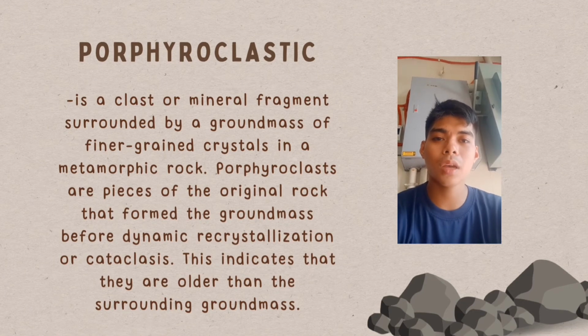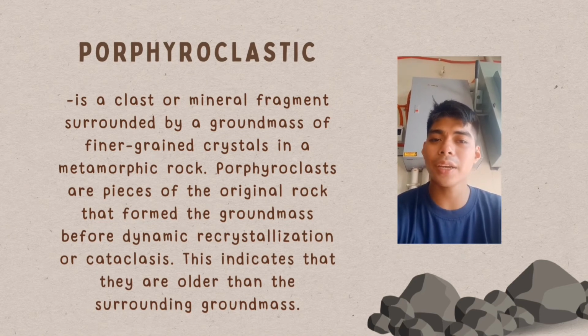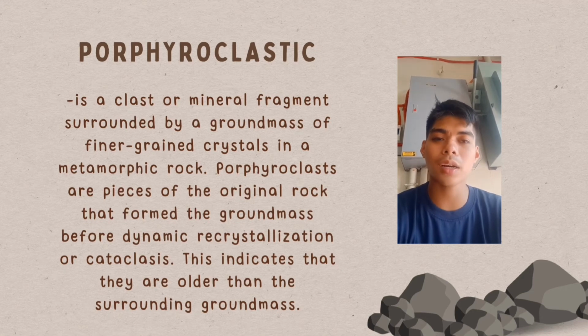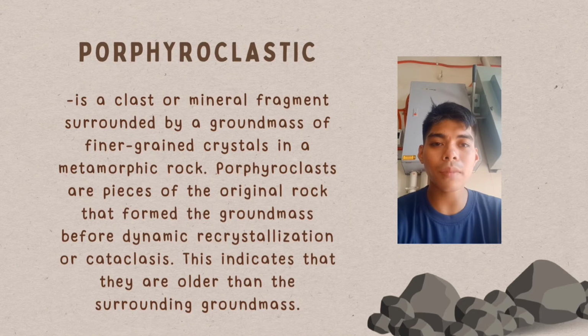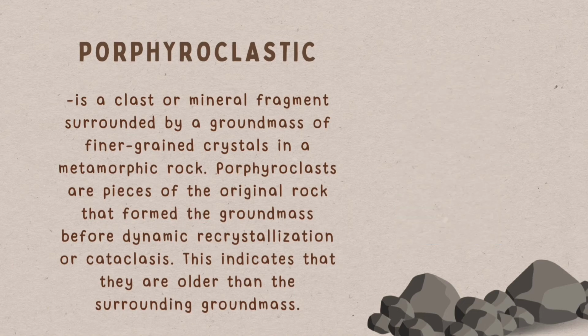Porphyroclastic. Porphyroclastic is a clast or mineral fragment surrounded by a groundmass of fine-grained crystals in a metamorphic rock. Porphyroclasts are pieces of the original rock that formed the groundmass before dynamic recrystallization or cataclasis. This indicates that they are older than the surrounding groundmass.